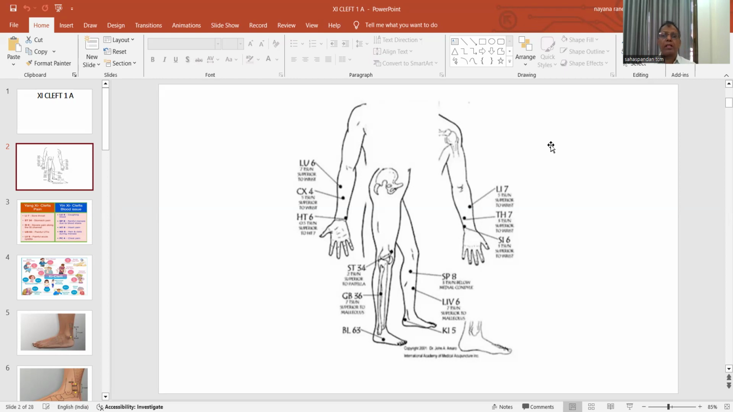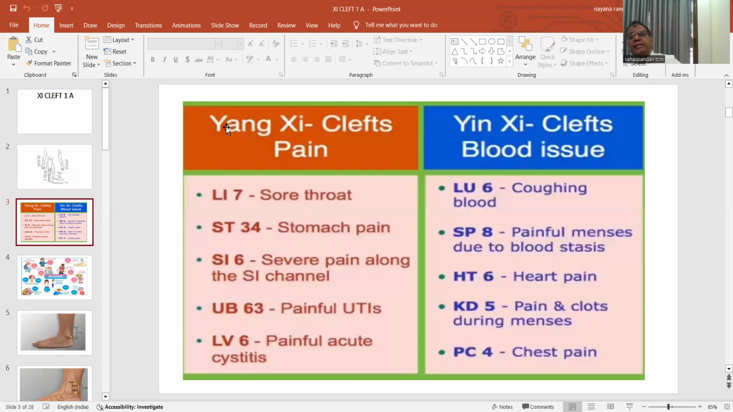See, these are the yang Xi-cleft points. The yang Xi-cleft points help to relieve pain. Any pain in the yang meridian, these Xi-cleft points stop the pain. And the yin Xi-cleft points are related to blood issues.